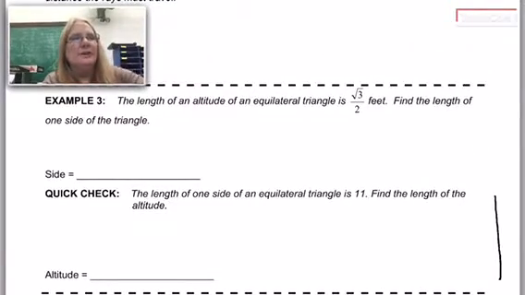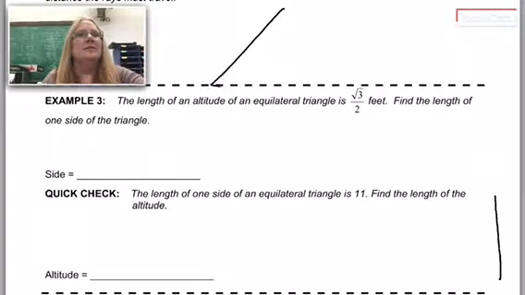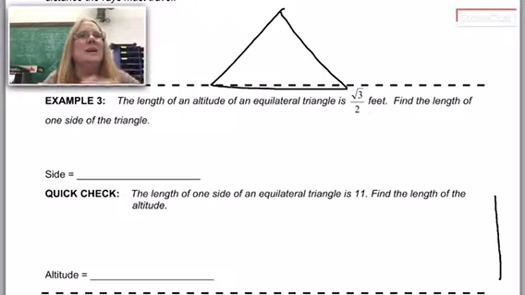There we go. Okay, so the length of the altitude of an equilateral triangle is the square root of 3 over 2 feet. Okay, so we have an equilateral triangle. So that means it is a triangle where all the sides are the same length and all the angles are the same. We know that all the angles are 60 in an equilateral triangle.